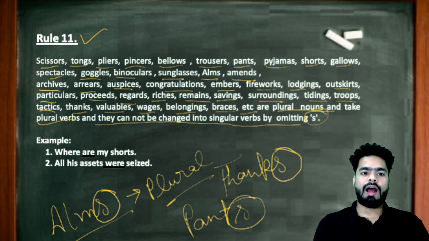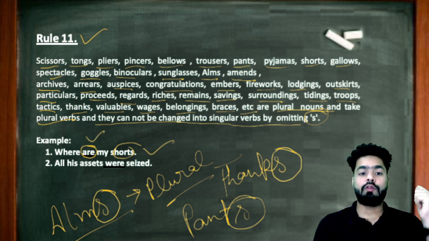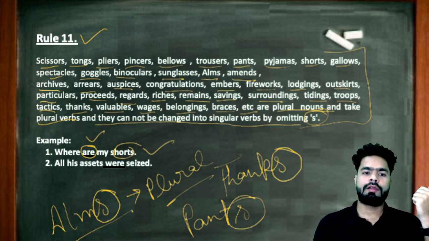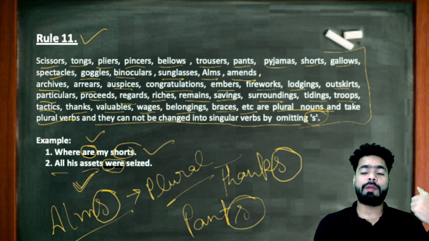Where are my shorts? We are talking about shorts, which is plural, so we will use a plural verb, that is are. So we have to take these words in our mind that are always treated as plural subjects. All his assets were seized, not was seized. Assets are always plural. We cannot omit s to make it singular. Clear? This is our rule number 11.